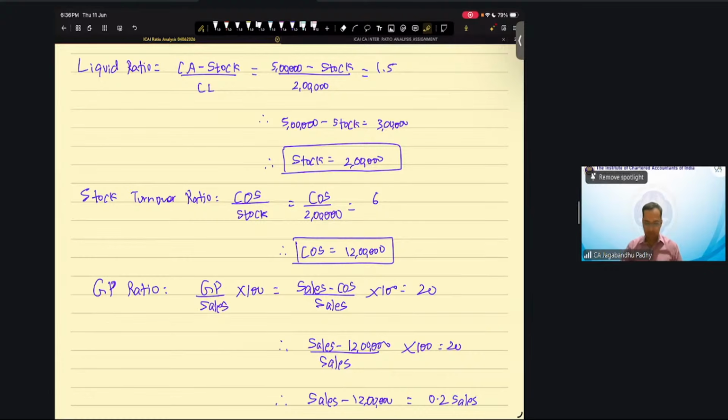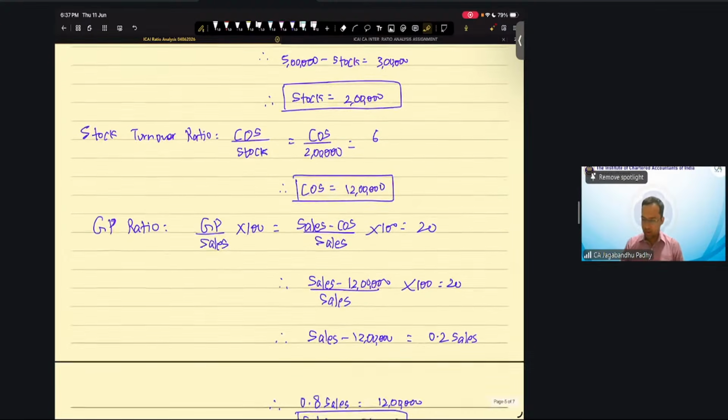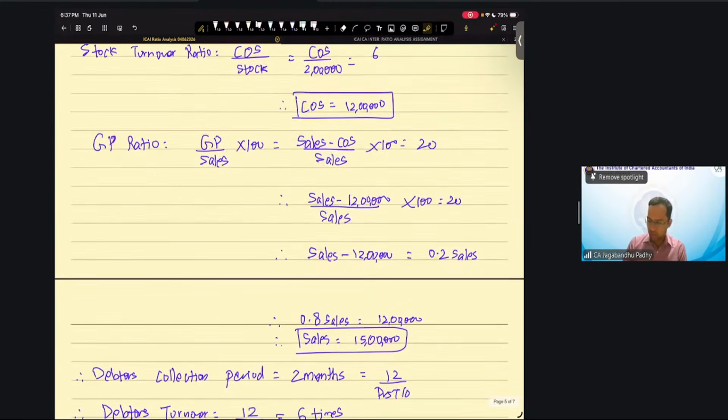It's going to be simply sales minus cost of sales upon sales into 100. The gross profit ratio is going to be GP upon sales, which is sales minus cost of sales upon sales into 100, which gives us 20. That ratio is given as 20. And we know that the sales figure is something unknown, but we know the cost of sales as 12 lakh. The cost of sales is substituted over here, right? And then you solve this equation to arrive at the sales value.